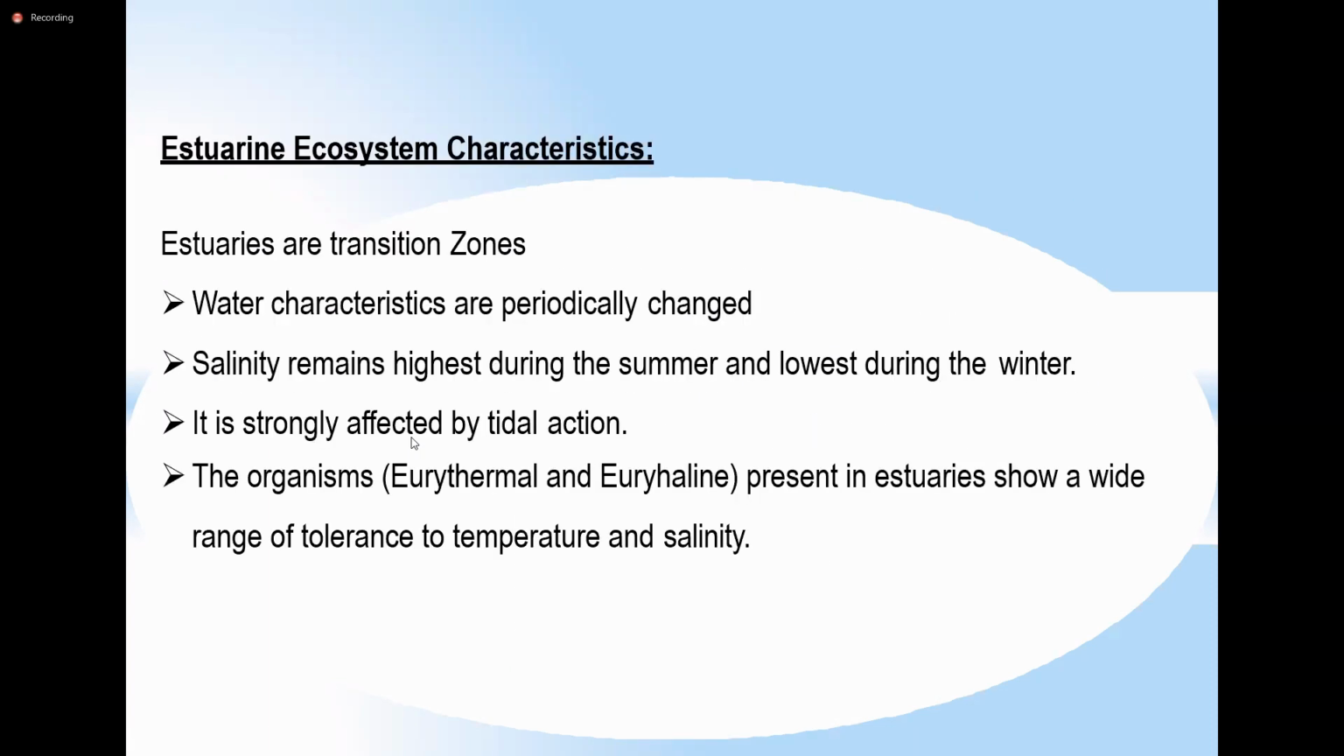Estuarine ecosystem characteristics are that water characteristics are periodically changed. Salinity remains highest during the summer because the freshwater supply to dilute it is not there, and lowest during the winter. It is strongly affected by tidal actions. The organisms like eurythermal and euryhaline present in estuaries show a wide range of tolerance to temperatures and salinity. So these ones which are tough, they have a lot of tolerance and can survive in the harsh saline water with high temperatures.